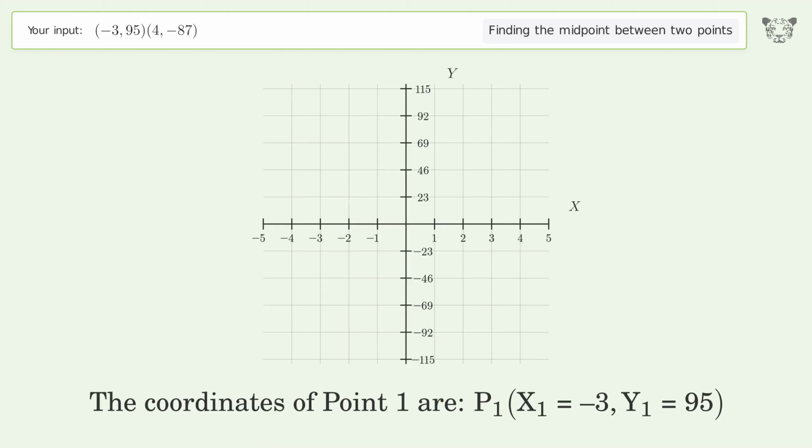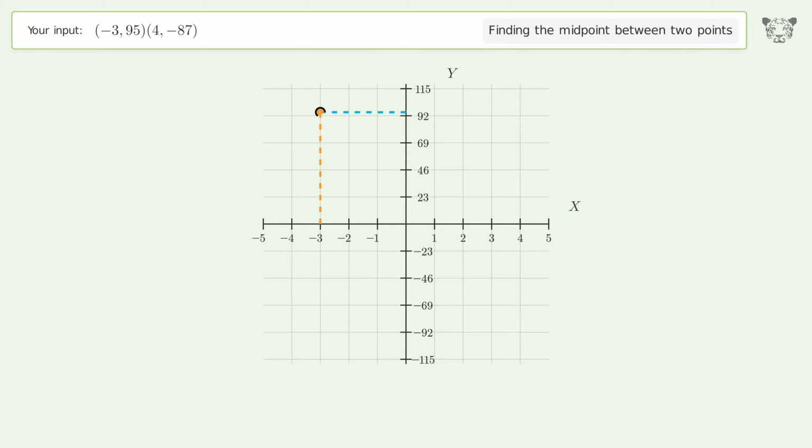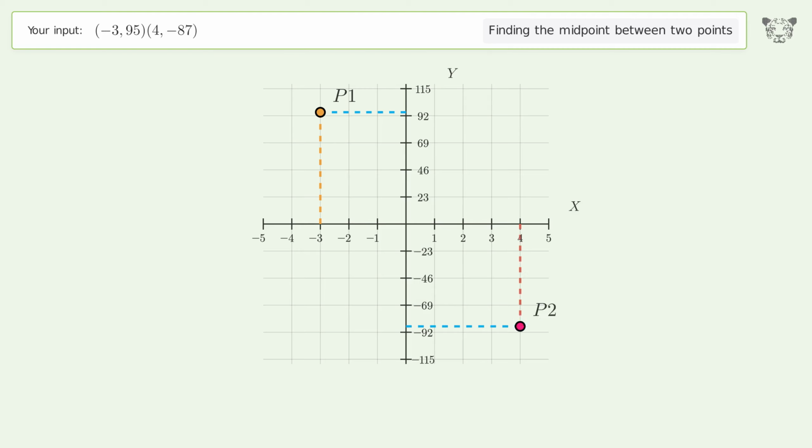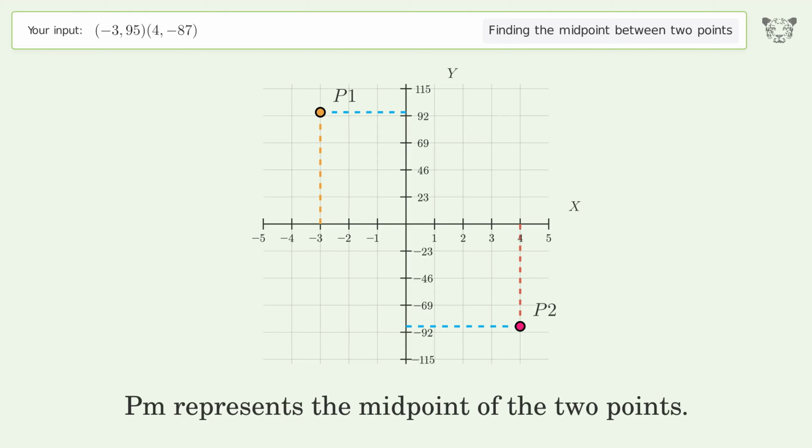The coordinates of point 1 are, x1 equals -3, y1 equals 95. The coordinates of point 2 are, x2 equals 4, y2 equals -87. PM represents the midpoint of the 2 points.